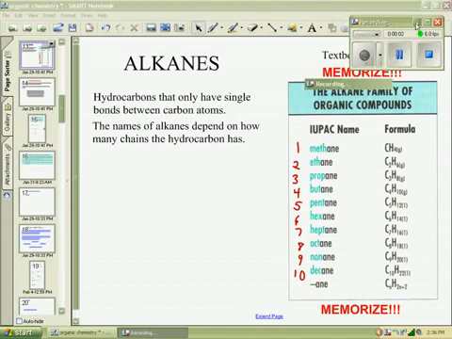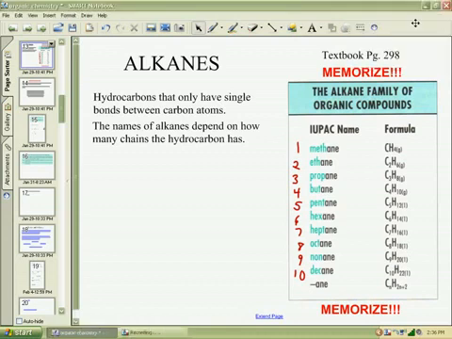Hi there. I received my first video or email request for naming hydrocarbons, and so I'm going to go through a very quick way of naming these things. First off, you have to identify how long the chain is.